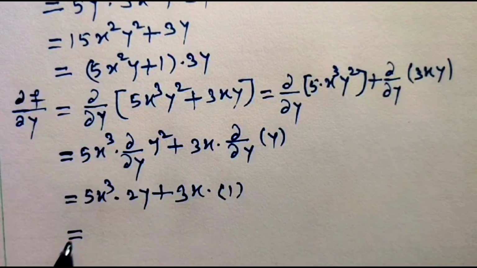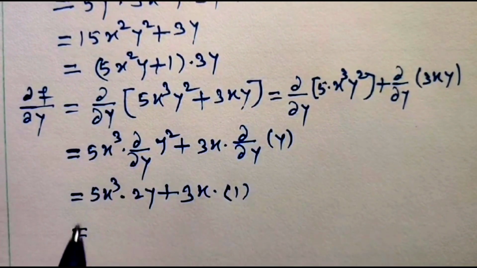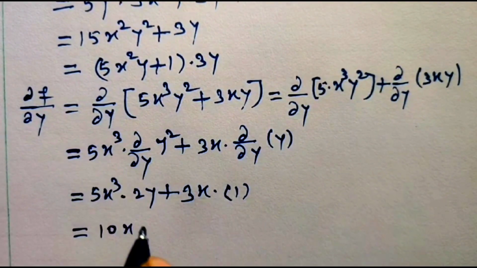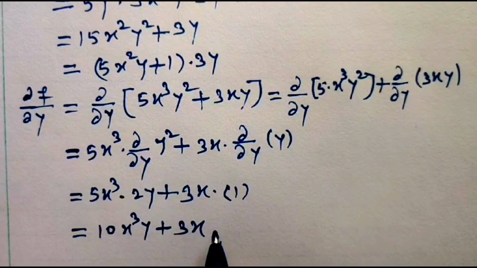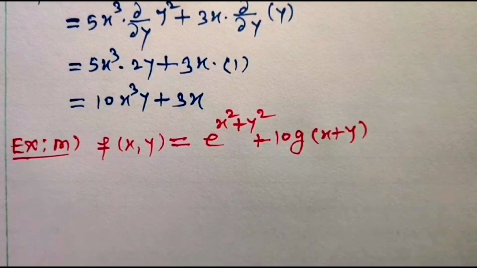So this is equal to 5 times x cube. Simplify this. 5 into 2 is 10, x cube y plus 3x. This is partial derivative of f with respect to y. Let us solve next sum.